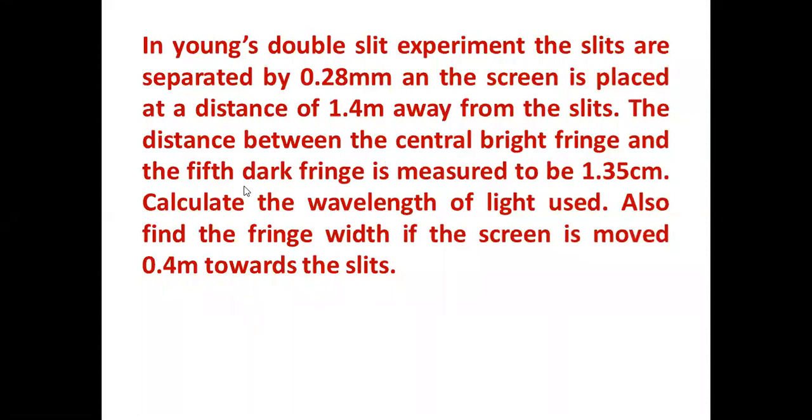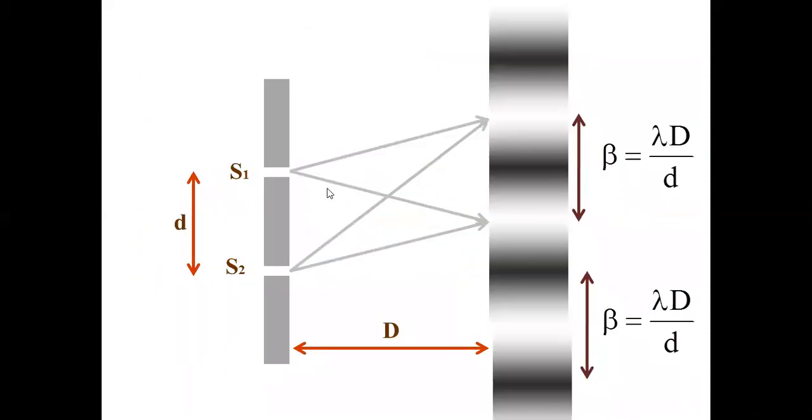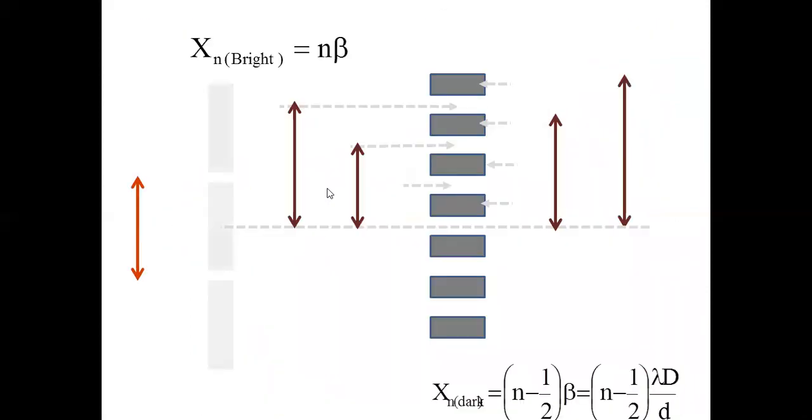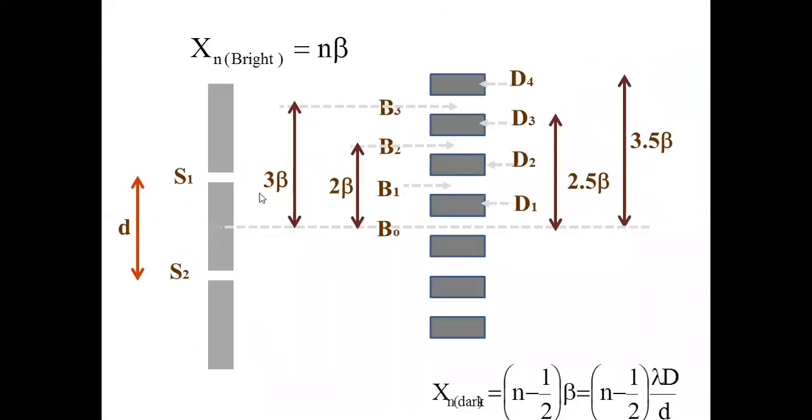Here you see the given data: the distance between the central bright fringe and the fifth dark fringe. Remember, fifth dark fringe, where is it? Suppose it is the fourth dark fringe. Dark, dark, dark, dark. First dark, half. Then 1, 2, 3 and half. For every nth dark fringe, n minus half.